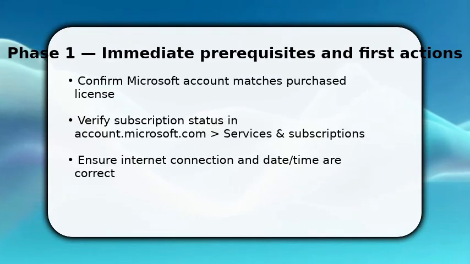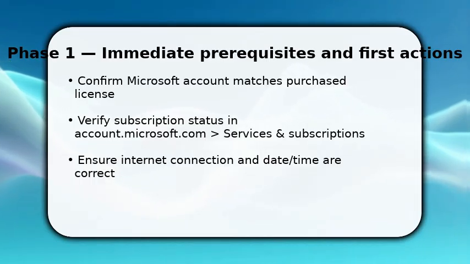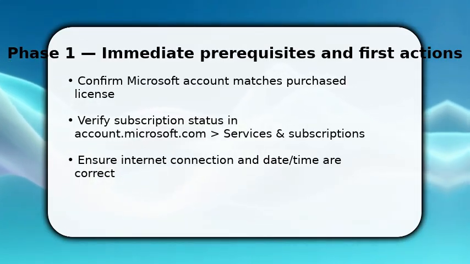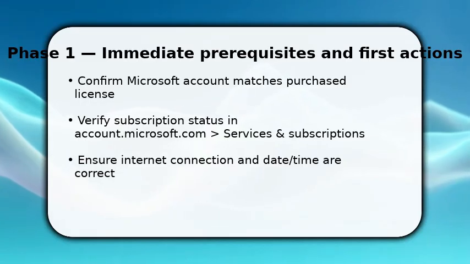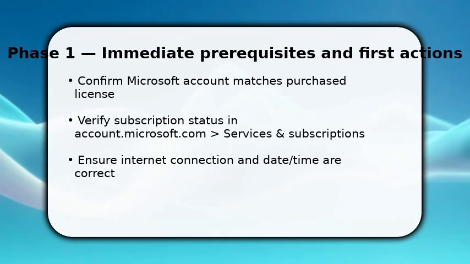Enjoy the video. You start by confirming the basics. Sign into the Microsoft account tied to the license, because activation links the program to that identity. Once signed in, open Account.Microsoft.com and check services and subscriptions to verify the Office or Microsoft 365 status.